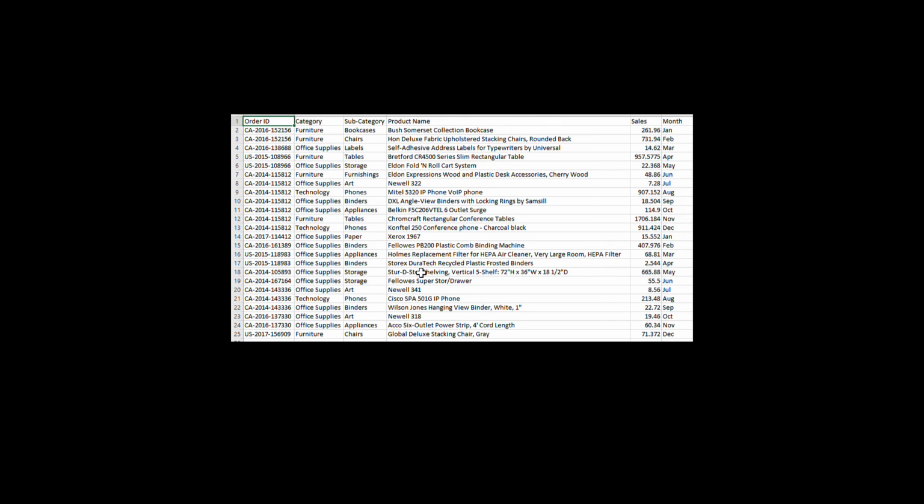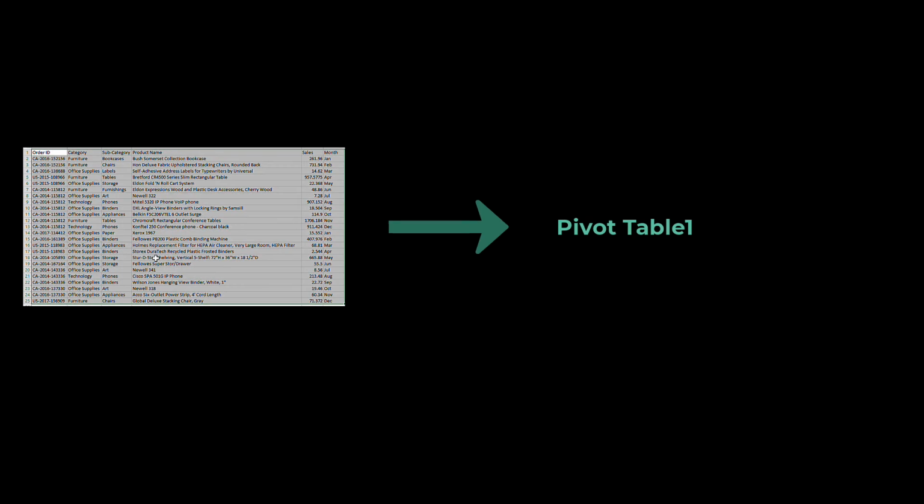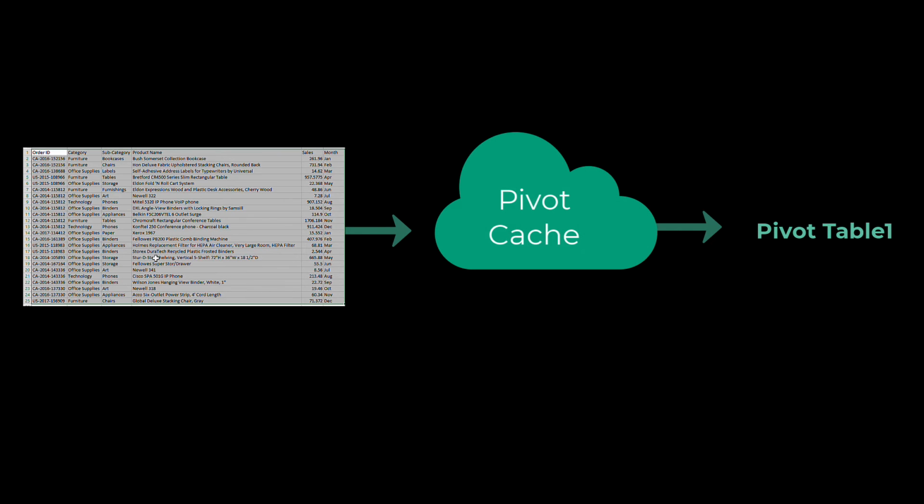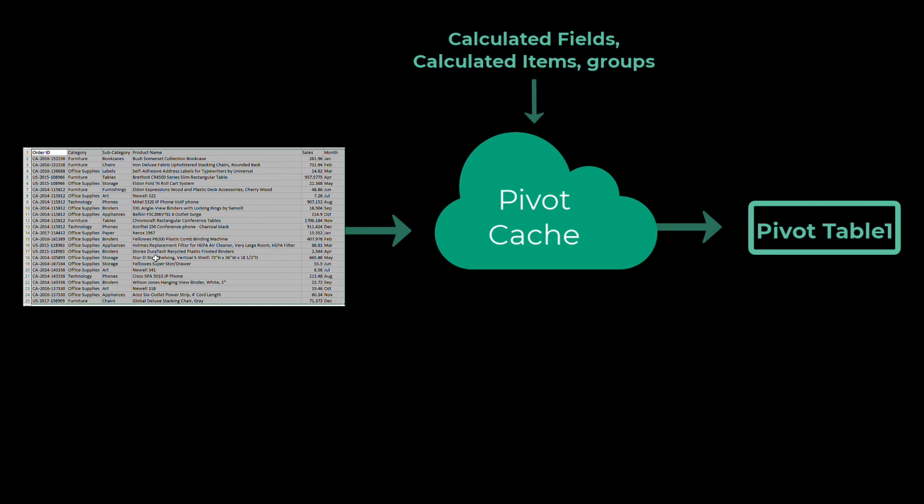Imagine this is your raw data. When you set up a pivot table on top of it, Excel creates a copy of your source data. That copy is called pivot cache. The final pivot table which you see is connected to a pivot cache. When you set up a calculated field, calculated item, or groups, they are set up in the pivot cache. Therefore, your source data does not get impacted.